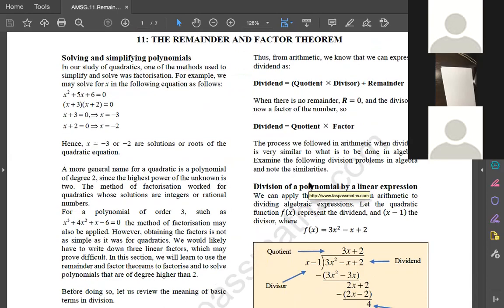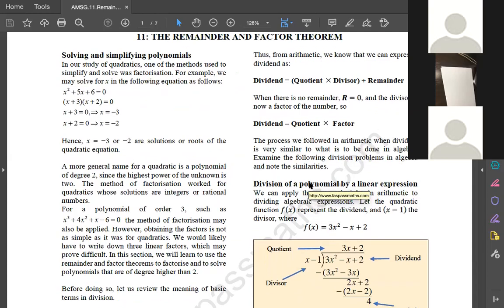So that's from arithmetic. We know that we can express a dividend as: dividend is equal to quotient times divisor plus remainder. This is a very important formula in polynomials. It is not anything difficult. It should be very easy for us to remember.